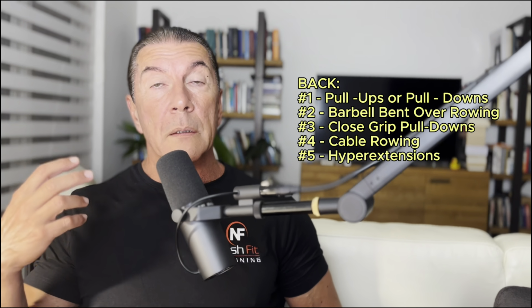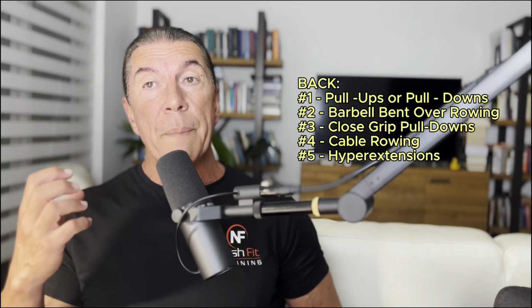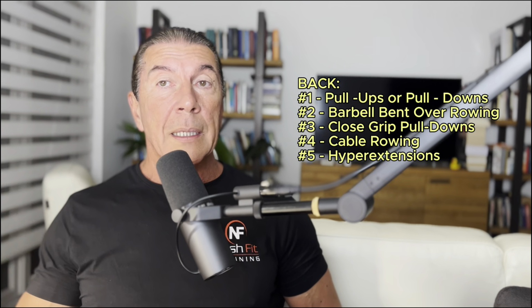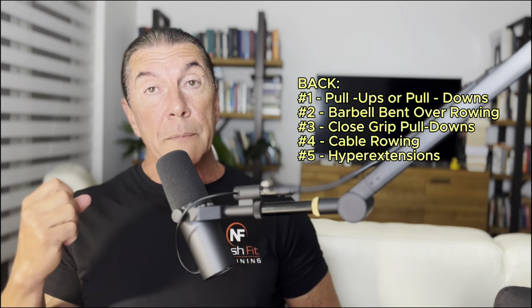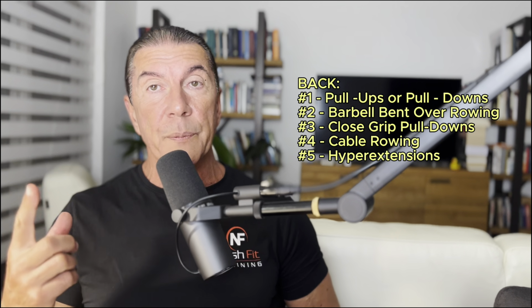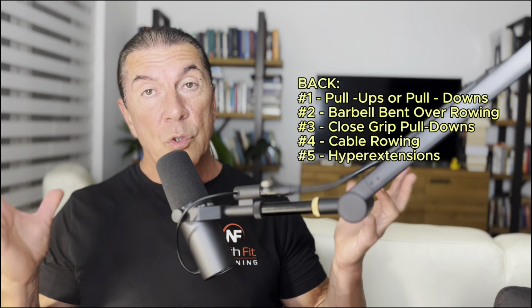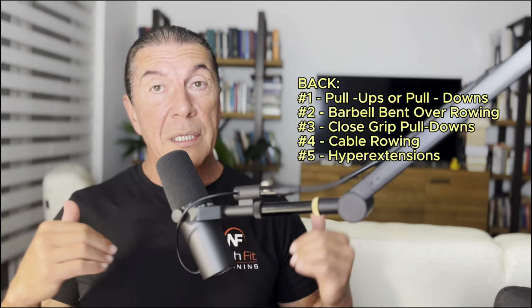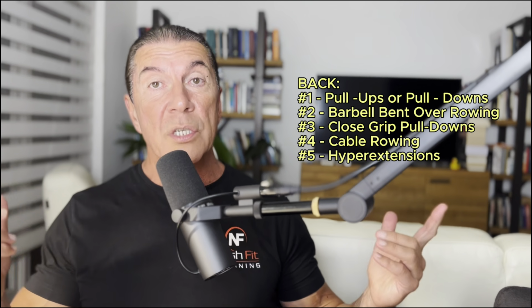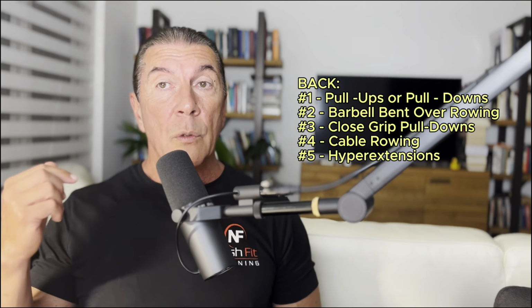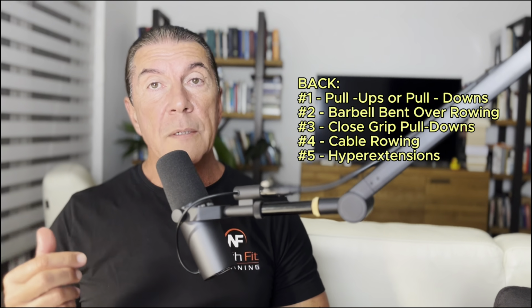So barbell bent over rowing is the second one. Now the third exercise is again the pulling exercise. This time is close grip. This way you stretch your latissimus more, but especially teres major and minor, which you don't stretch as much as with wide grip. So pull downs, close grip to the front, obviously.